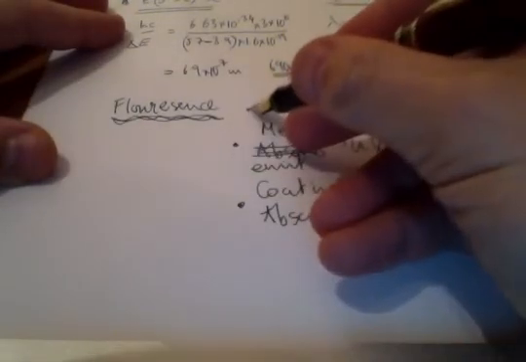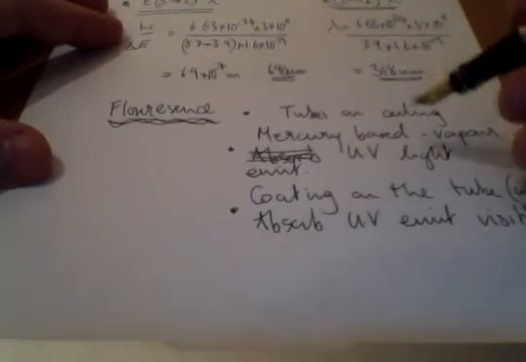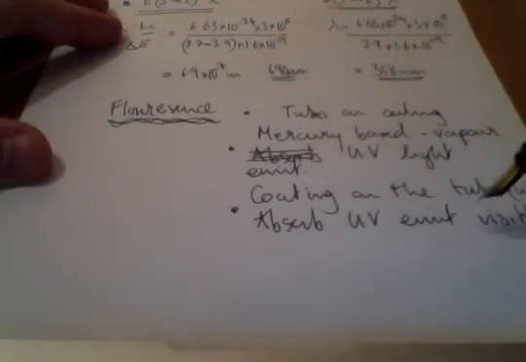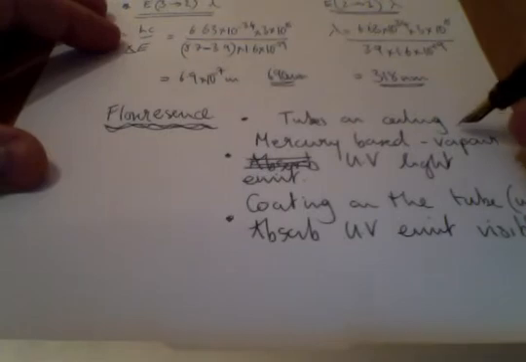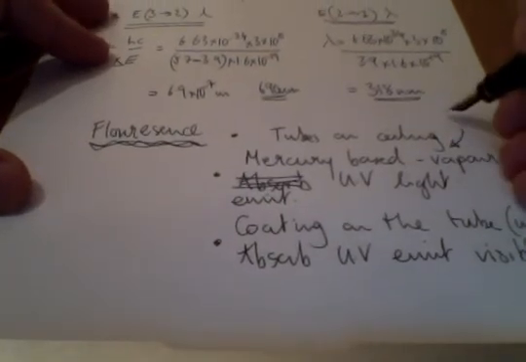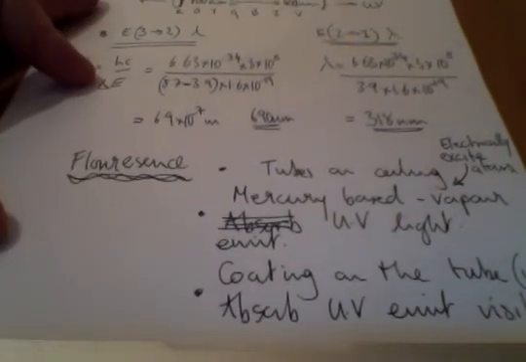Okay, 3 important points. So tubes on the ceiling, the mercury-based vapor, they emit UV light. The coatings on the tube are white, but they absorb the UV light and emit in the visible. And I suppose I'll just say in here as well, how that's achieved, the mercury-based vapor, electrically excite the atoms. So that's why I put electricity through it.